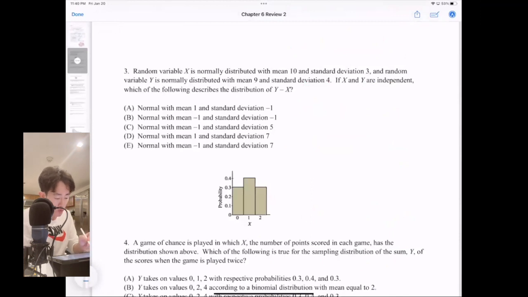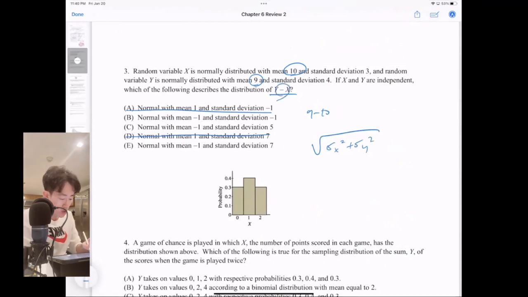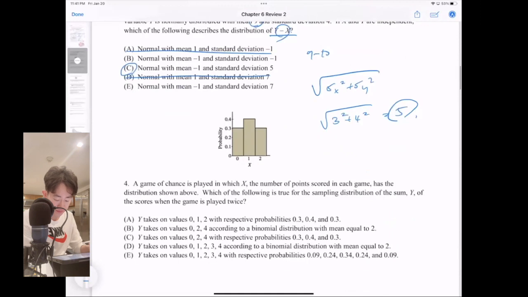Number 3, y minus x, the mean is always subtracted. Because we're going from y to x, we're doing 9 minus 10. So the mean should be -1. Remember, the standard deviation never ever changes in terms of the formula, even if there's a minus sign in between. So that should be the square root of 3 squared plus 4 squared, which is 5. So the answer is C.